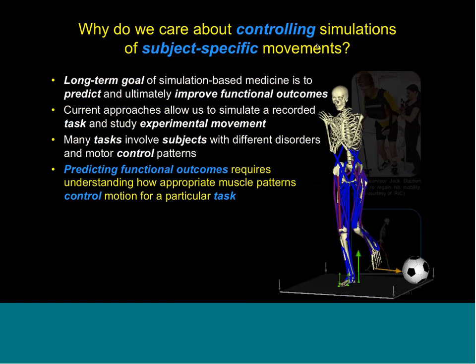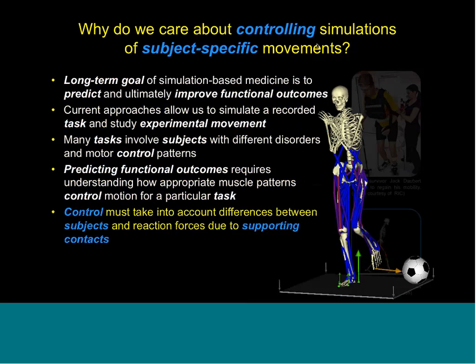The simplest task I could think of for demonstrating the approaches that we want to talk to you about today was really just balancing on one foot while trying to reach your other foot out towards a soccer ball. Any type of control that we want to use for these simulations must take into account differences between subjects and really take into account reaction forces between the subject and the environment, which we're calling here supporting contact. To be able to impact and improve functional outcomes for different subjects, we need to take into account these differences.